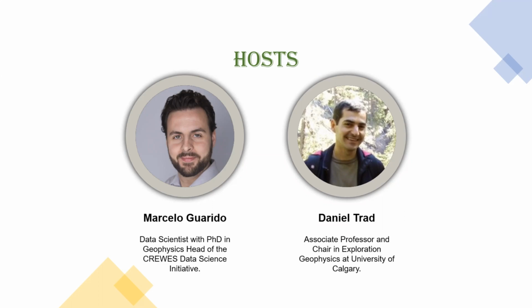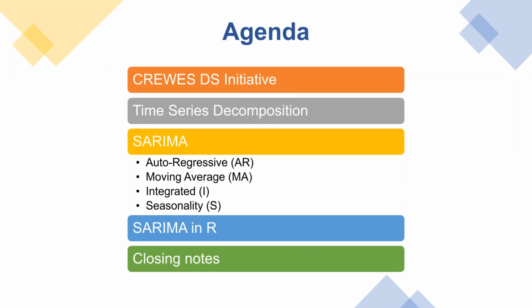Thank you. So for today's agenda, we are going to give an introduction: what is the Cruise Data Science Initiative and what type of work we are doing at the University of Calgary. Then we're going to talk about time series and the decomposition of a time series. How can you represent a time series? And then we're going to start talking about the SARIMA model. The SARIMA model is a combination of several methodologies: the autoregressive, that's the AR part, the integrated, the I, the moving average, that is the MA, and the seasonality, that's the S part. How are we going to do SARIMA in R? We're going to do a coding session after the PowerPoint presentation, and some closing notes.